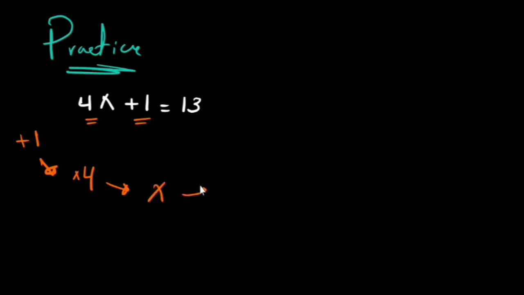Okay, so plus 1, I have to subtract 1. And then times 4, divided by 4. So minus 1 first, minus 1, minus 1. 4x equals, plus 1 with the minus 1. The left is 4x. 13 minus 1 equals 12.